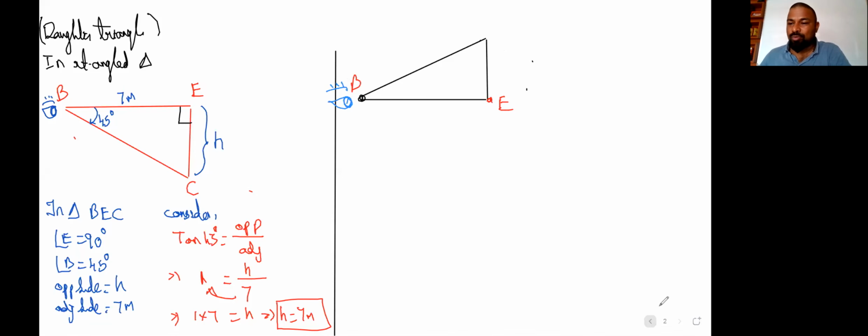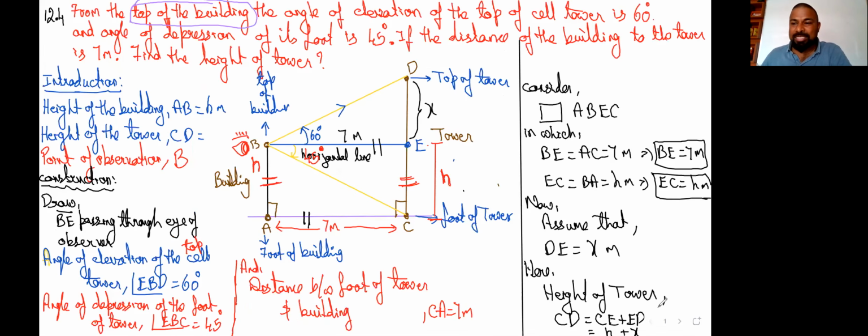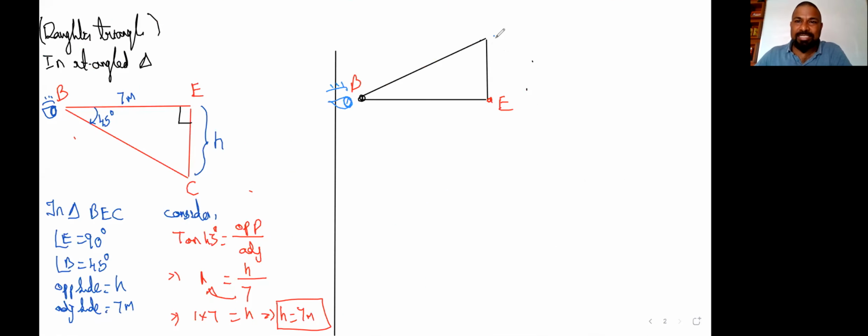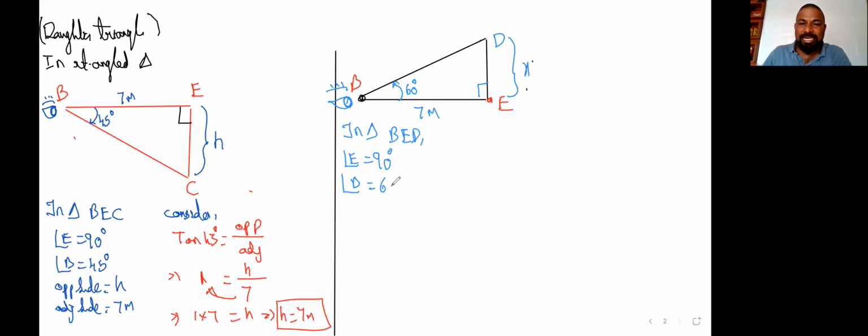The one on the top is nothing but D. Angle of elevation is 60 degrees, and this measurement is nothing but X. And obviously, we know it is 7 meters. Now, in triangle BED, where is 90 degrees? Angle E is equal to 90 degrees and angle B is equal to 60 degrees.